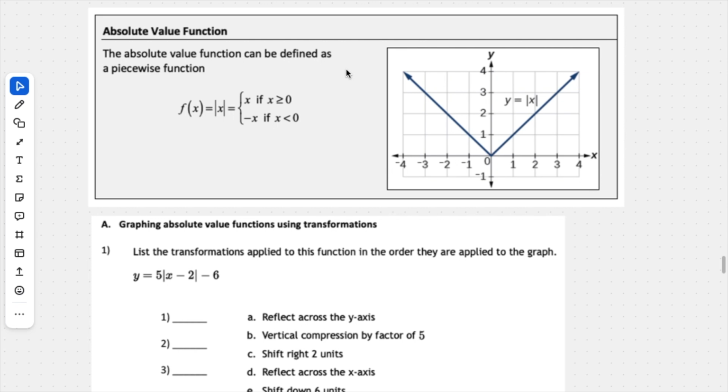So in this video we're going to look at absolute value functions. We'll start with the definition and then we'll do transformations like we did in that previous section. And then from there we'll solve equations and inequalities. And the inequalities are a little tricky, but we'll look at those when we get there.